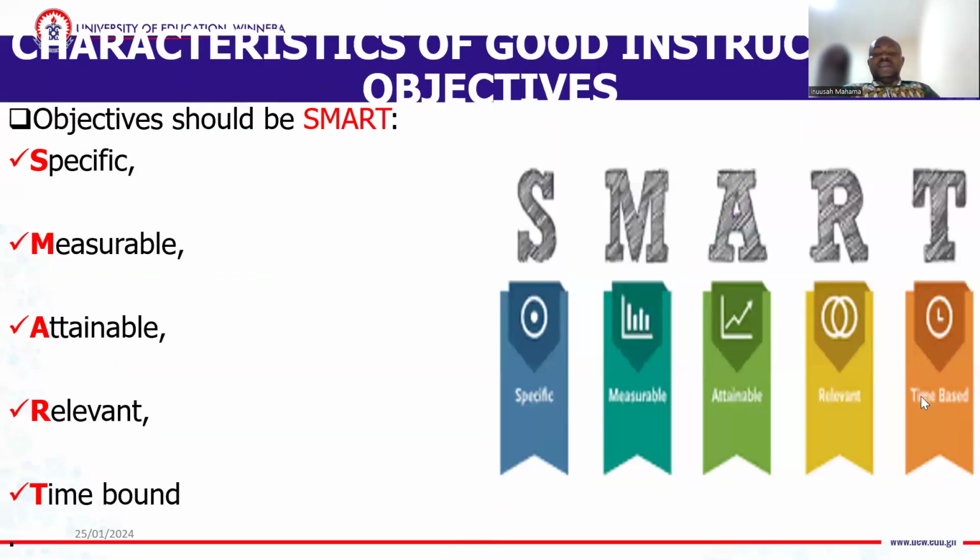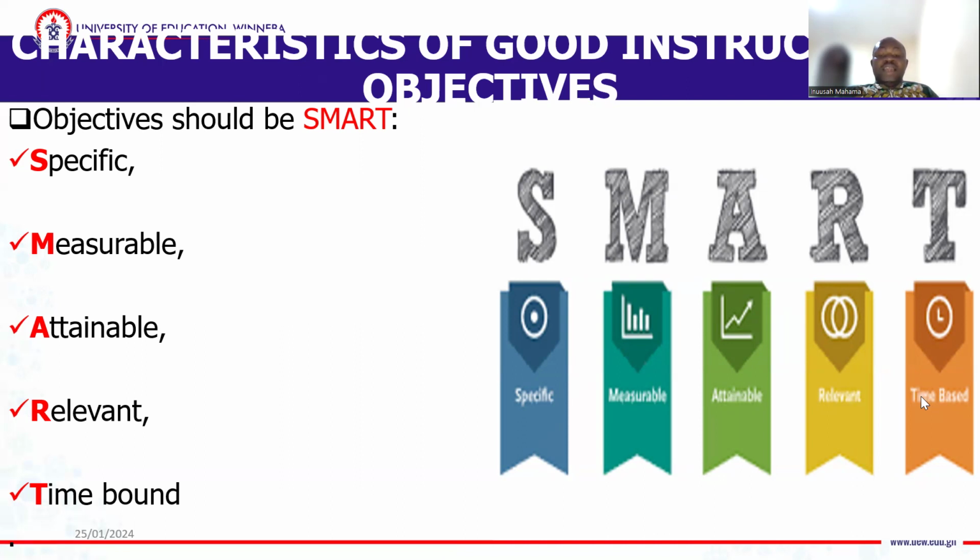We have features that guide every instructor in formulating good instructional objectives. It goes by the acronym SMART. Every instructional objective must be specific. When we say specific, it should have a particular theme, a particular target, a particular thing that you want to see in the learner. And every instructional objective must be measurable. We should be able to quantify. We should be able to appreciate the extent to which it has been done. That is the measurability of it.